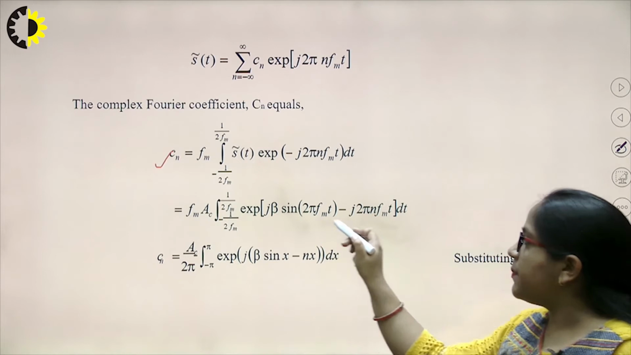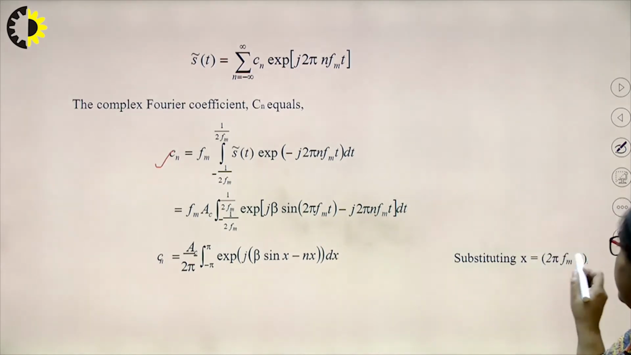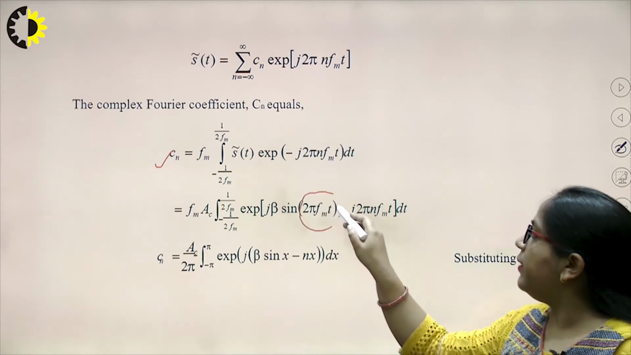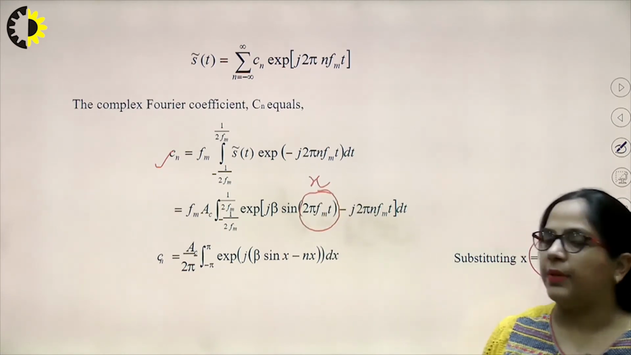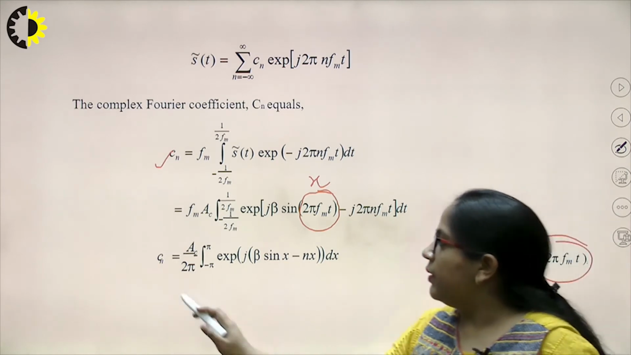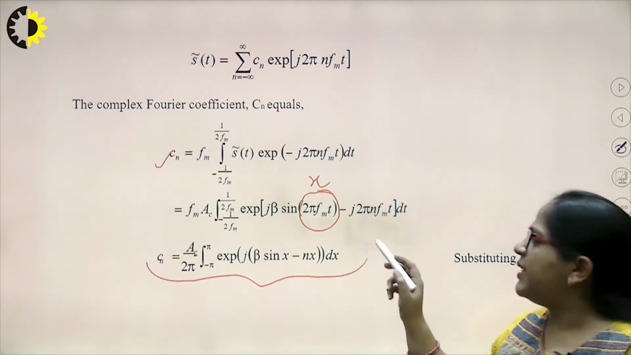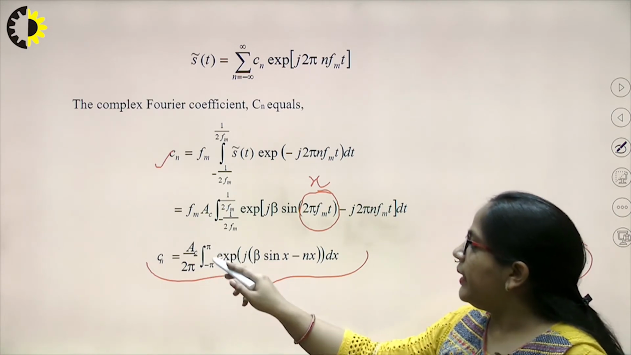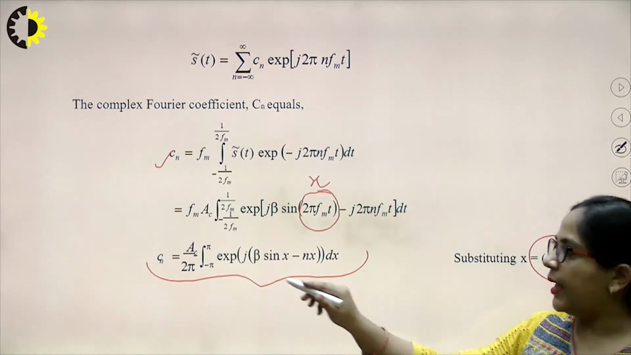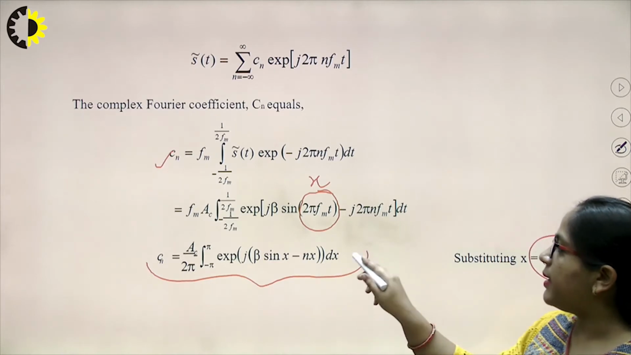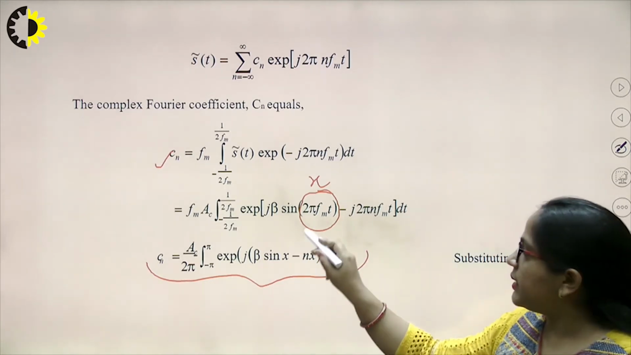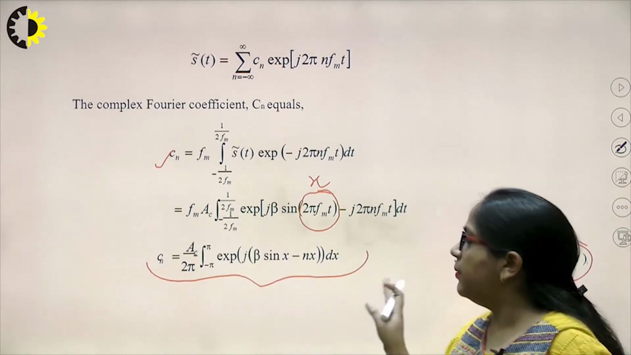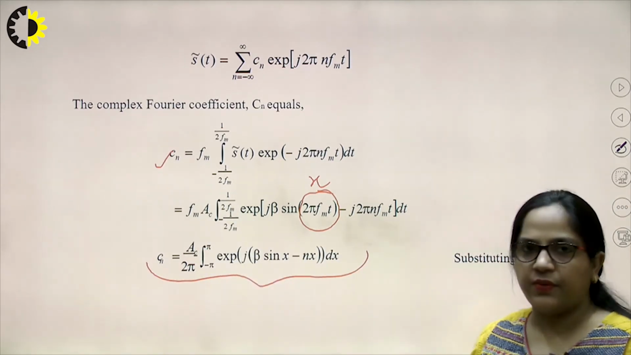Now, in this expression, we are substituting 2 pi Fm t with another variable x. So we will have a reduced expression, or we can say the reduced value of Cn, as Ac upon 2 pi times the integration from minus pi to pi of exponential of j beta sin x minus nx dx, where x is equal to 2 pi Fm t. Why we have written Cn in terms of this, we will get to know.